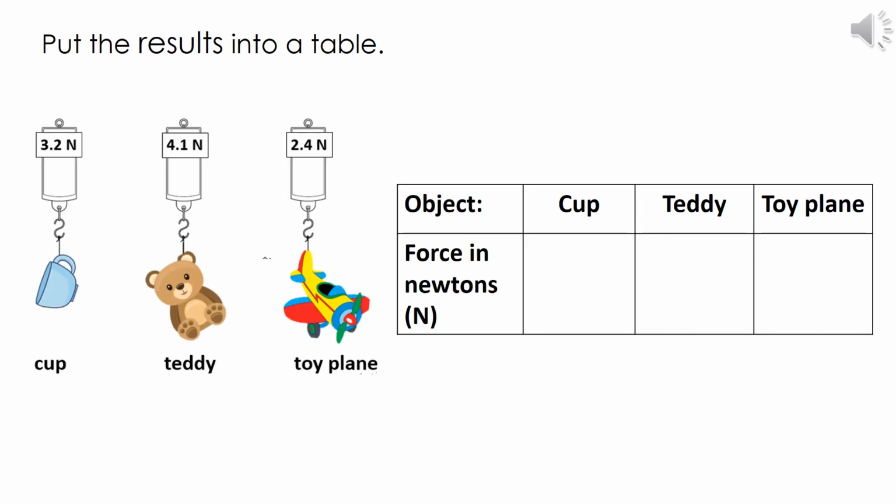Put the results into a table. First, we add the cup. We write 3.2. Next, we write the teddy, 4.1. And then we write the toy plane, 2.4 newtons.